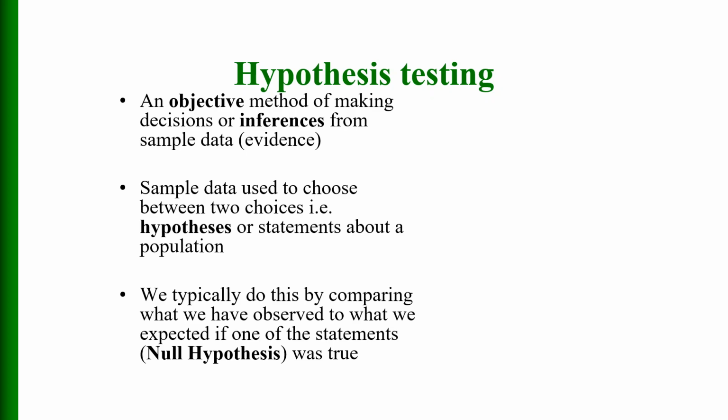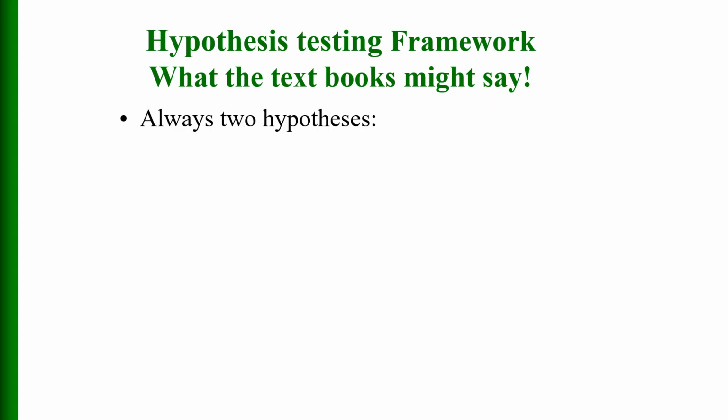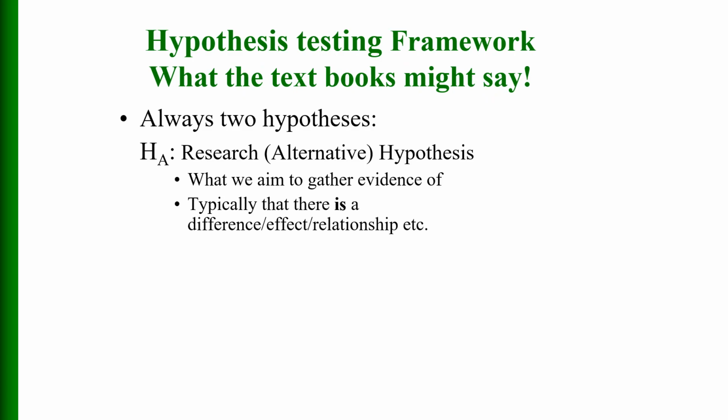So there are two types of hypotheses. One is the null hypothesis and another one is the alternative hypothesis. So we always have two hypotheses. The alternative hypothesis is also called the research hypothesis, and it is what we aim to gather evidence of, typically that there is a difference, effect or relationship, etc.